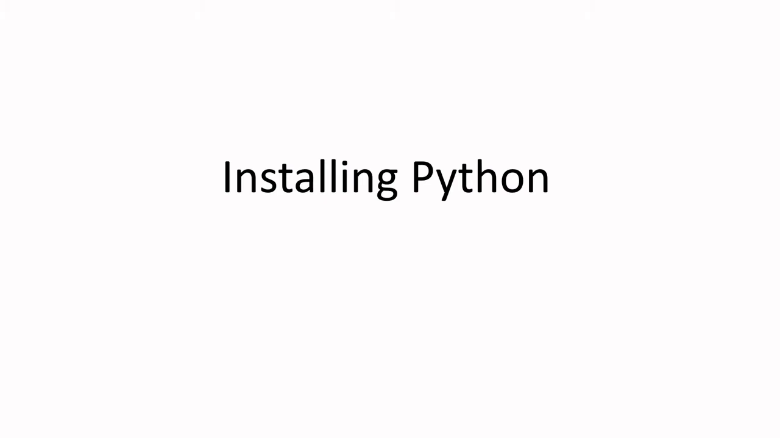So in this particular video we are going to see how to install Python in your machine. For installing Python in our machine we are going to use the Anaconda distribution. For downloading the Anaconda distribution, you can visit this particular URL, that is www.anaconda.com/downloads.